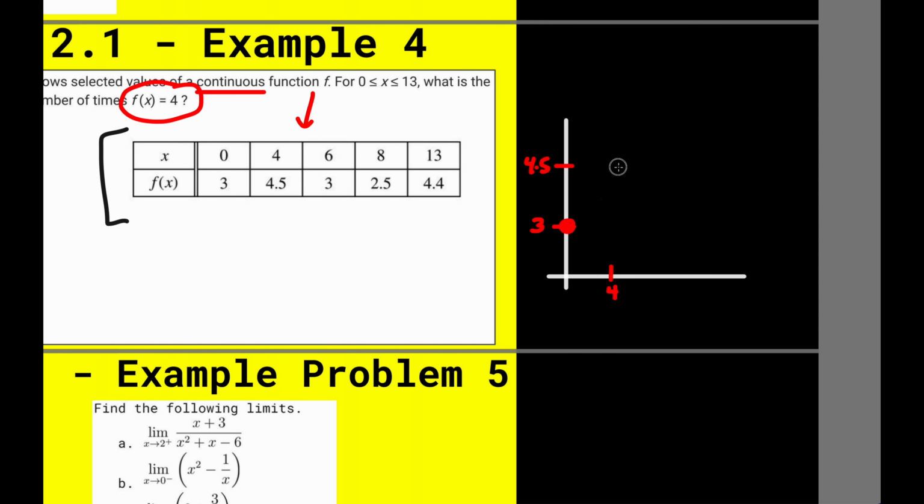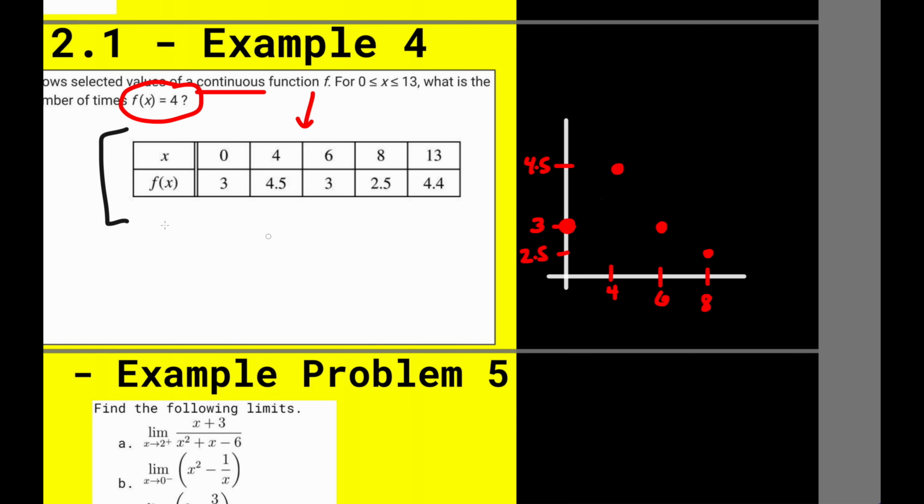It is important to note that this does not need to be to scale to answer this question. You can still totally answer it without putting it to scale. In fact, it's a little bit easier if you don't really worry about the scale so much. 6, 3. Okay, the next one, 8, 2.5. I'm going to make a 2.5 right here.